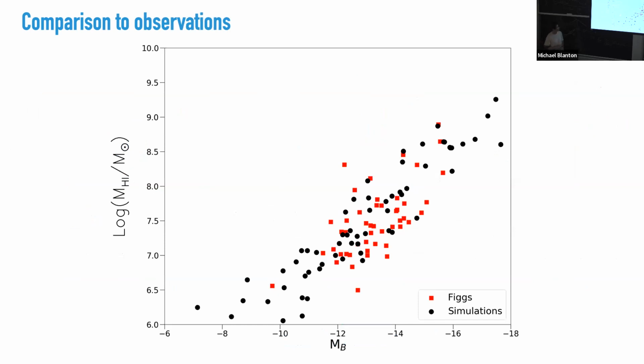So rather than putting it on this confusing plot, I'm actually just going to show the H1 mass in these simulated galaxies now as a function of B-band magnitude, because that's what was available for FIGS. This is an actual survey, right? But all they had available was B-band magnitude. And so the point being that it looks like the H1 content of these simulated dwarfs matches the observed dwarf galaxies pretty well.